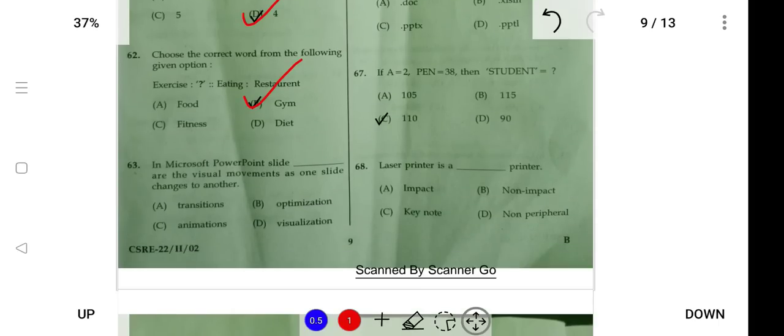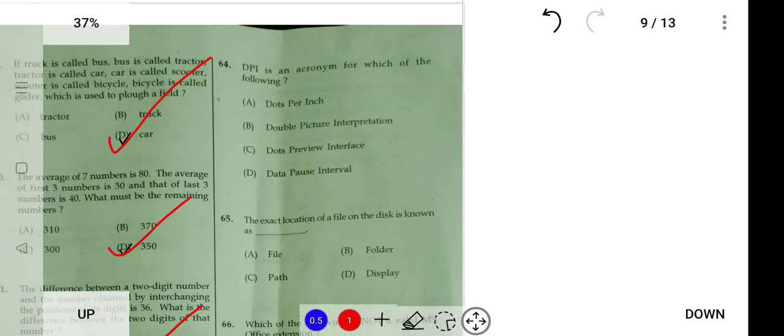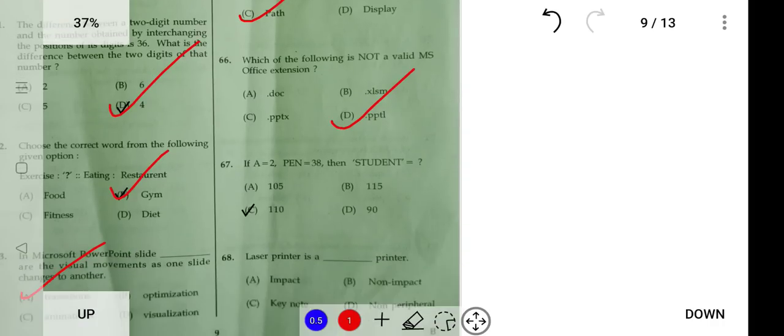In Microsoft PowerPoint, slides are used. Slide transitions are the visual movements, so slide transition. So the answer is A. DPI stands for dots per inch, used for printers. The exact location of a file is called a path. Which is not an MS extension? It is PPTL.